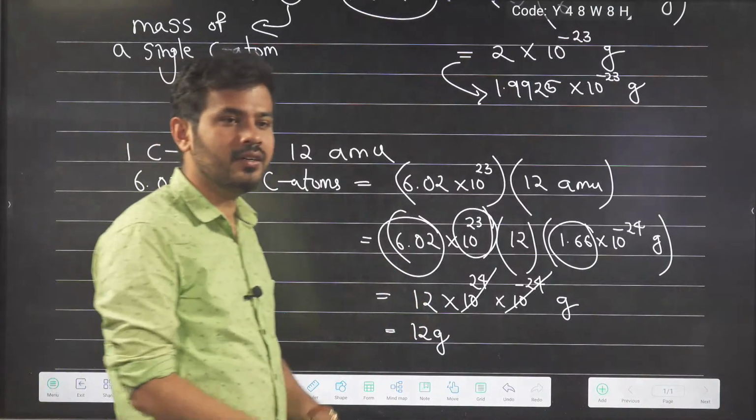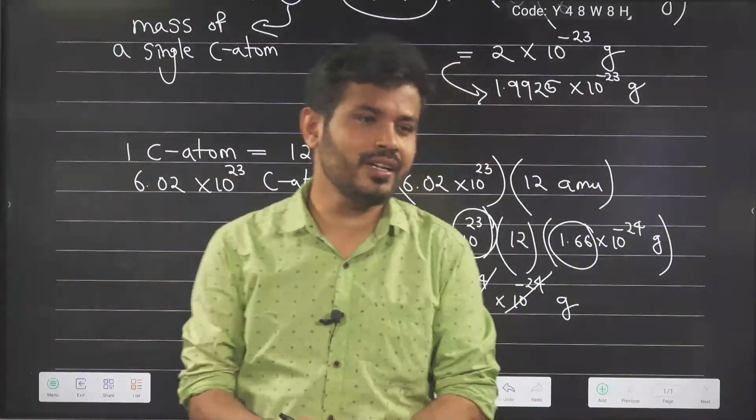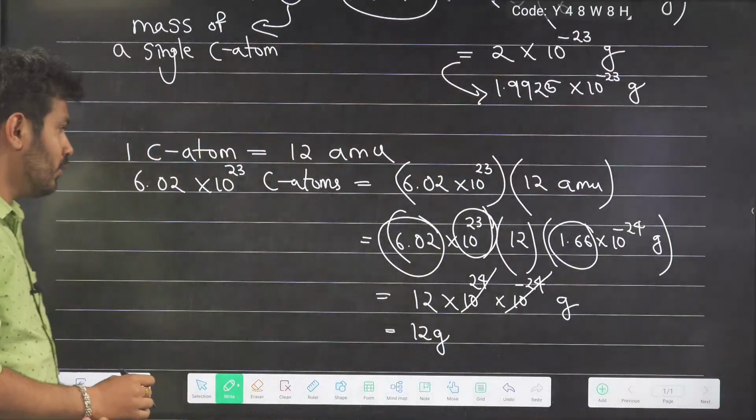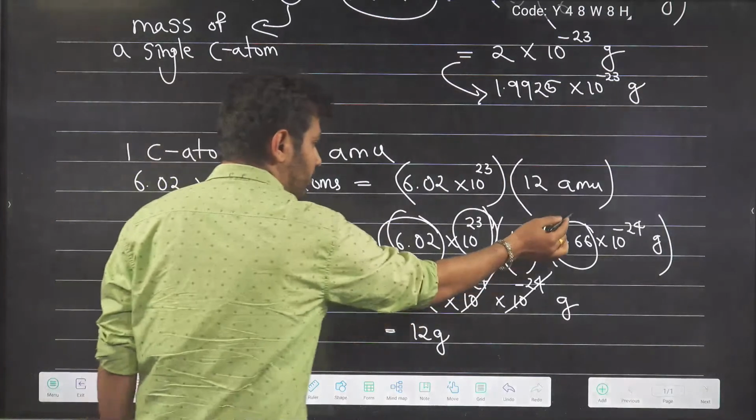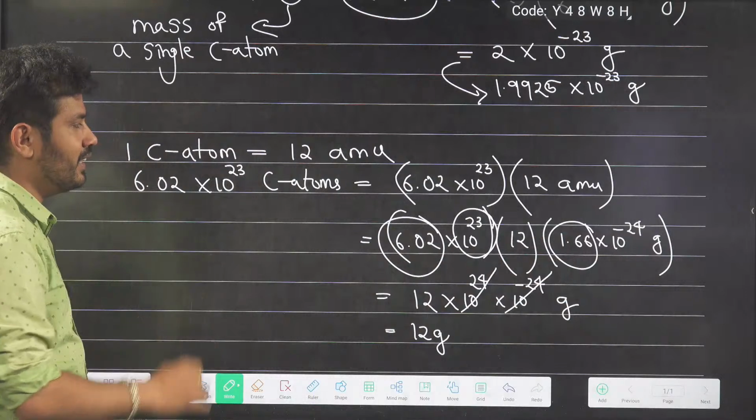Are you getting my point? 1 by 6 into 10, okay, that is approximate. We can definitely do 1 by 6. If you take 1 by 6, 6 and 6 will be cancelled so that we can get the answer very easily. Right?